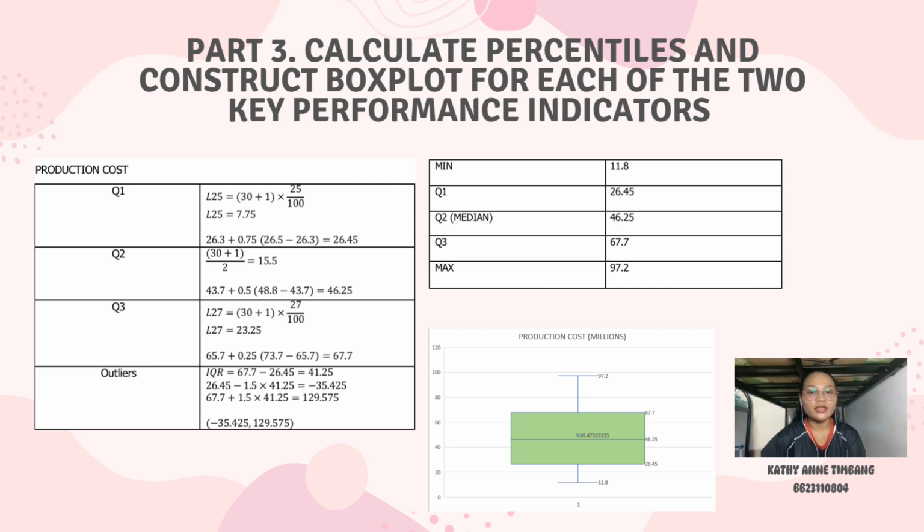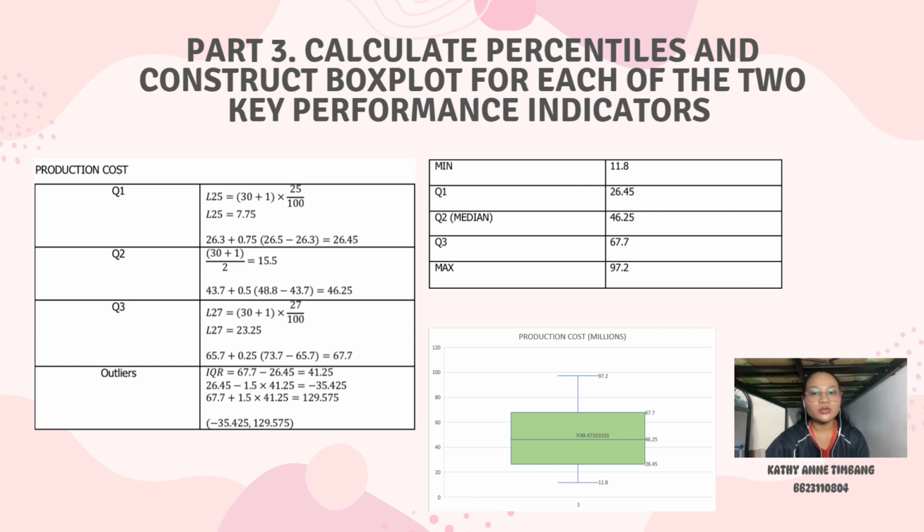35.425 million and 126.575 million. For the inside, the majority of data lies within 26.45 million to 67.7 million, indicating moderate variability.